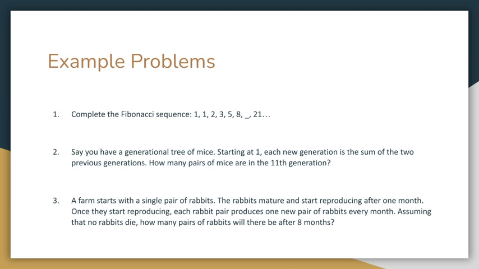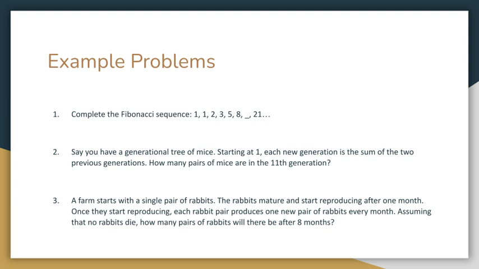Number 2. Say you have a generational tree of mice. Starting at 1, each new generation is the sum of the 2 previous generations. How many pairs of mice are in the 11th generation? This is a modified version of the rabbit problem and just a different way to phrase the first sequence problem. When going through the Fibonacci sequence, you only need to find the 11th term in the sequence, and in this case, there would be 89 pairs of mice in that generation.